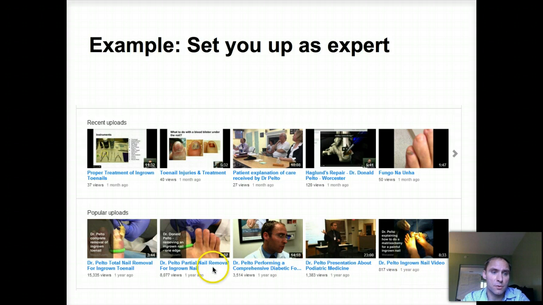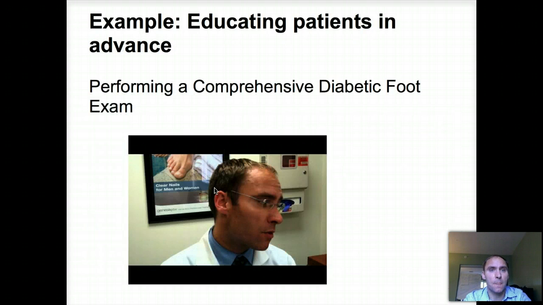You can see what people are interested in. This has 15,000 views, how to remove an ingrown toenail. These ones here about a Haglund's have 120 views. These were only up there for a month, and they have 120 views. So as people see it, and as it's up there longer, you're going to have more views. It's a way to set yourself apart as an expert, and it's very easy to do. We're going to show a portion of this today.